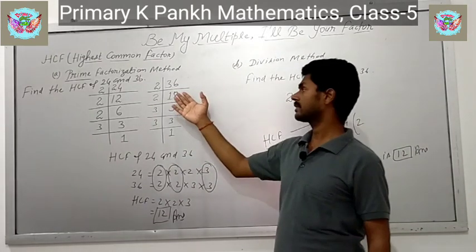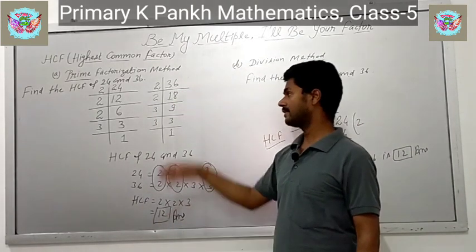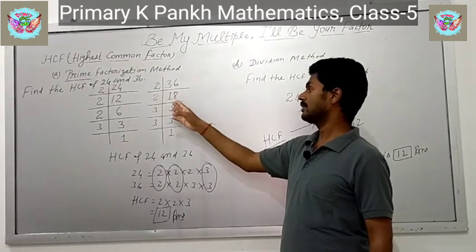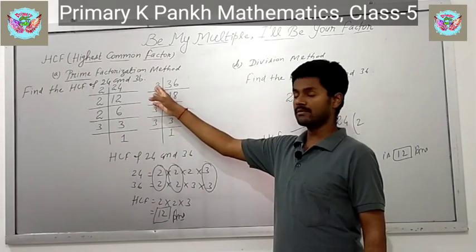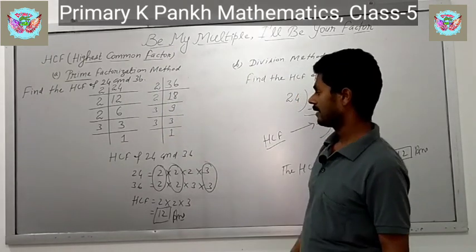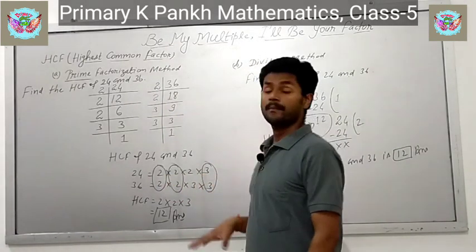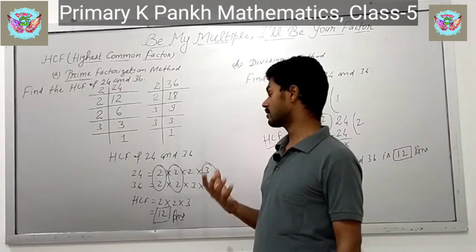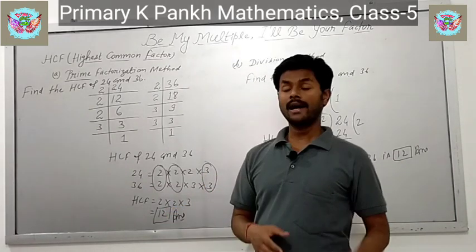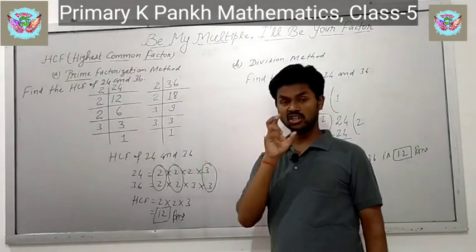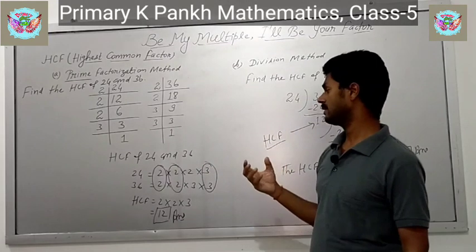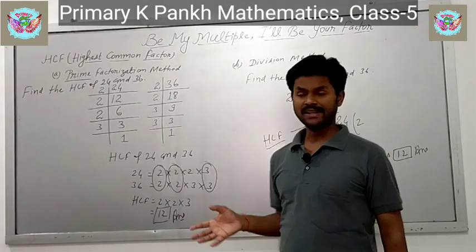Again, you have to divide 36 by prime numbers, and you have found here 18, 9, 3, and the prime numbers are 2, 2, 3, 3. Then after, you have to write all the prime factors of a number, and after that you have to find the common numbers which are found in both prime factorizations.